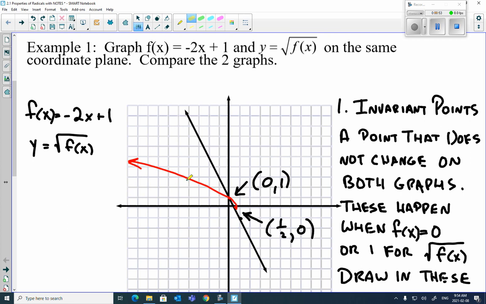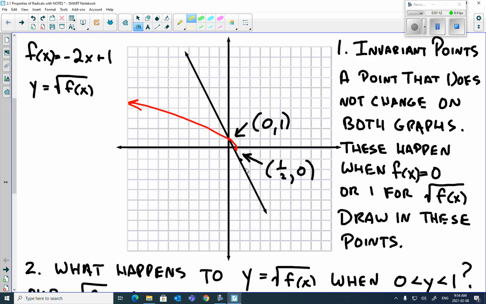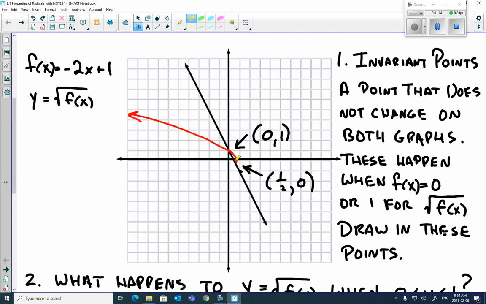What we look at are invariant points. An invariant point is a point that does not change on both graphs. We did this back in grade 11 when we did quadratics. So our invariant point here is going to be (0, 1), because it's the same point on both those graphs. We also have to look at where this starts. Wherever it crosses the x-axis, in this case (1/2, 0), is also where our new graph is going to start. So that point's the same there.